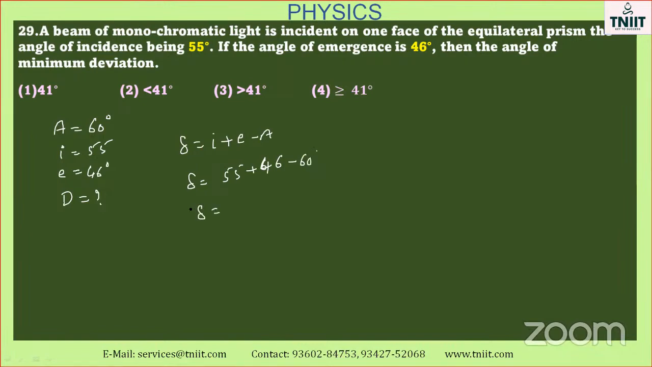Delta will be equal to how much? 55 plus 46 minus 60. That is almost 41 degree. So deviation is 41 degree, but this is not minimum deviation, it is some deviation. But minimum deviation is less than which degree? Minimum deviation must be less than 41 degree. So minimum deviation should always be less than the given deviation.